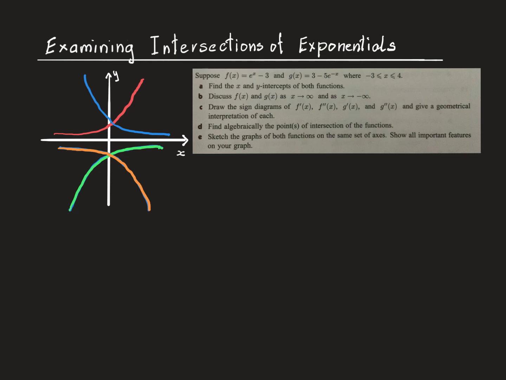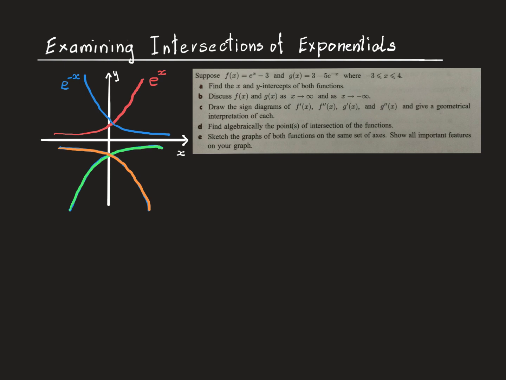To start off, let's just look at some really simple exponential functions. The one here in red is the one just called e to the x. And the one which is in blue is now e to the negative x.